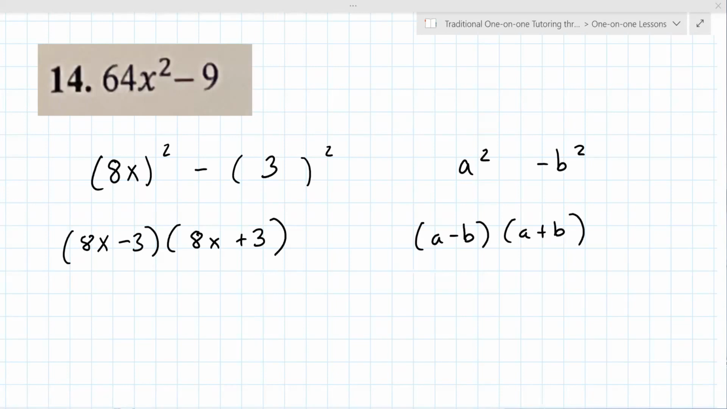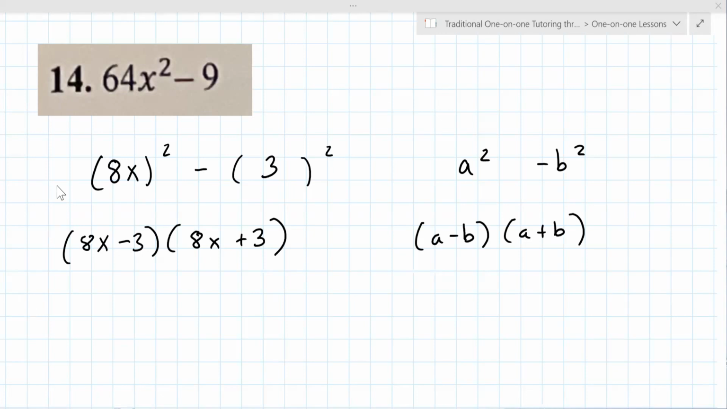Okay, got it down. So it's 8x minus 3 and 8x plus 3. That's right. All right, so the next problem we'll look at is 15. That is very easy. It has an additional step to the ones that we've just done.